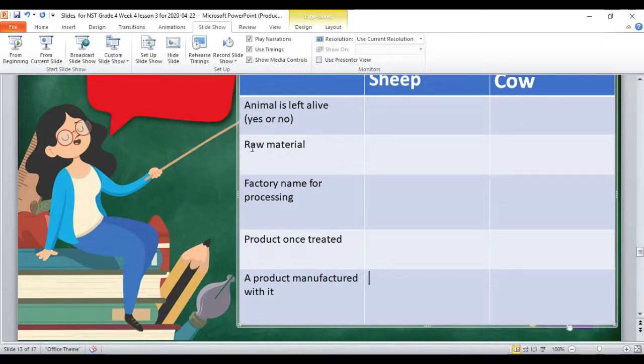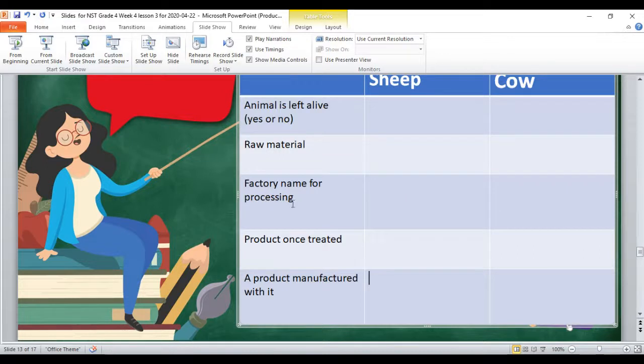Now the raw material. What do we call the raw material here when it is not yet processed? You remember I talked about it. It's a fleece. Yes, the wool is called a fleece. Now on the other part, the cow, when it is not processed, you remember what we call it is hide. It is not processed, so we still call it hide.